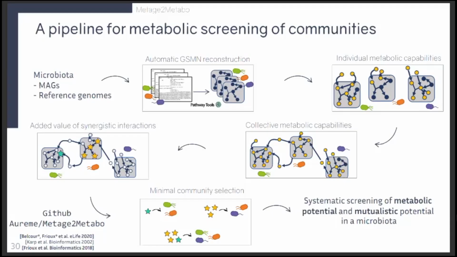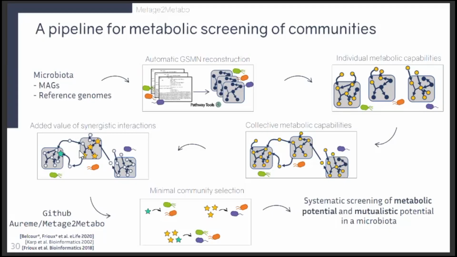Then we take into account the fact that these populations will interact with others, and some will produce molecules that will be useful for others. So then we expand the scope of reachable compounds, and that's the collective metabolic potential. If we compare both, we will find metabolites that are only producible through synergistic interactions, through metabolic complementarity.